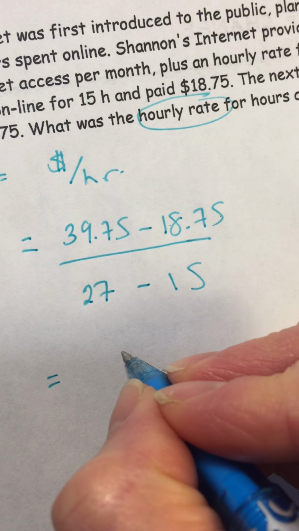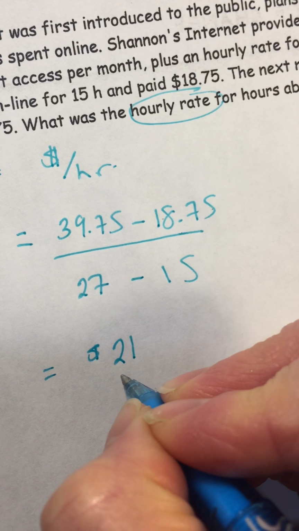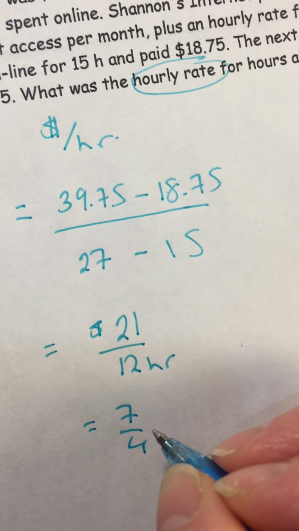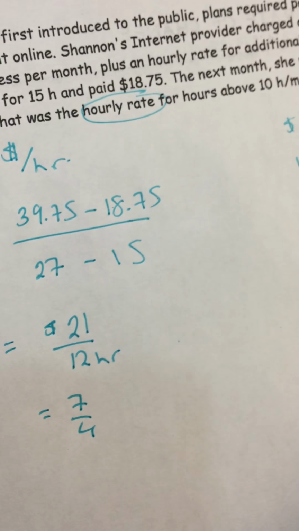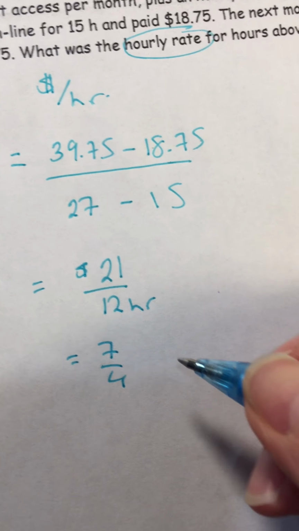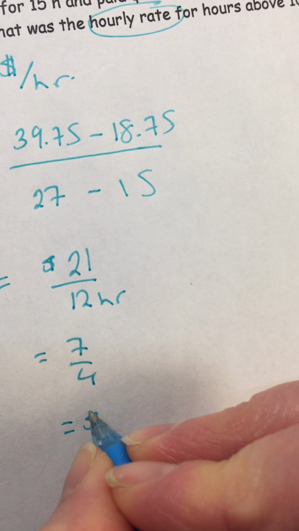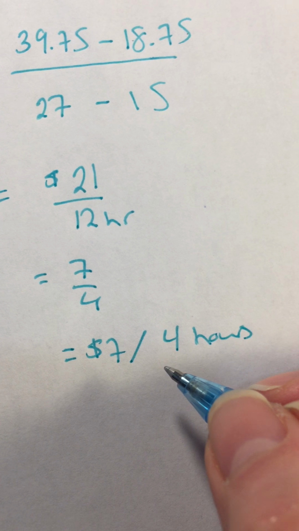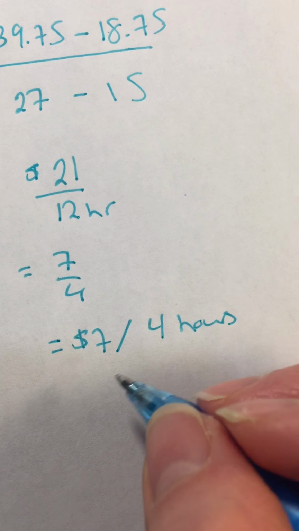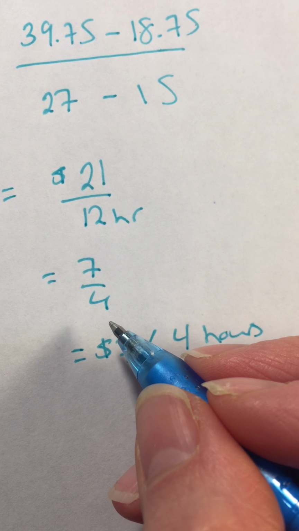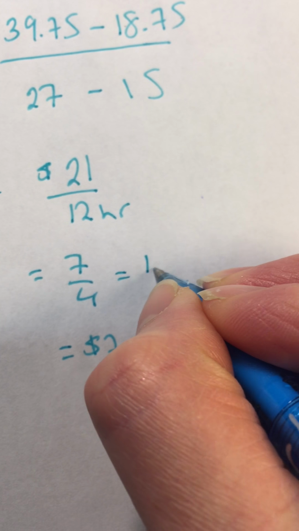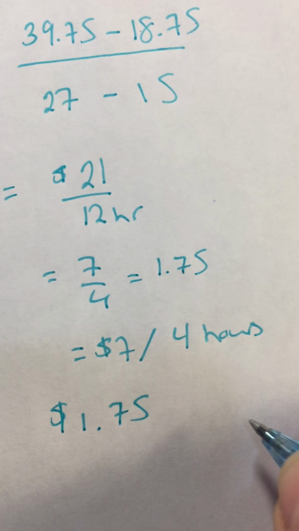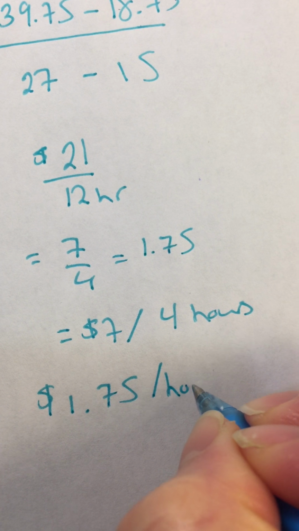And when you do that, you get $21 over 12 hours. So you get 7 over 4 is the slope of the line, and it's also the rate. $7 per 4 hours. Well, that's kind of an odd way to write that. Instead, I could go 7 divided by 4 and think of that as a decimal as 1.75. It makes sense in this case to say it's $1.75 per hour.